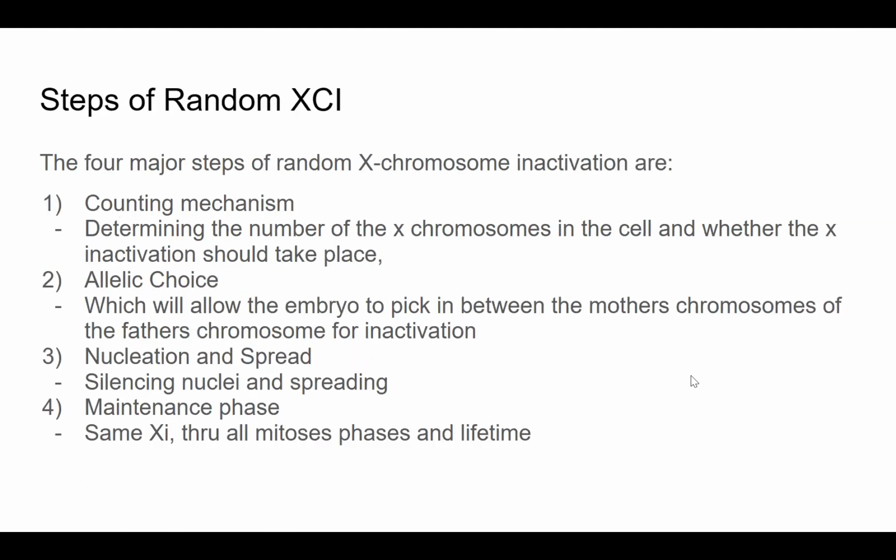And then the steps of random XCI. There are four, and the first one is the counting mechanism, which is when you determine the number of X chromosomes in the cell and whether X inactivation should take place. The second step is allelic choice, and it allows the embryo to pick between the mother's or the father's chromosome for inactivation. The third part is nucleation and spread, which is when we silence the nuclei and spread. And the fourth part is the maintenance phase, but I will let Norma tell you more about that.